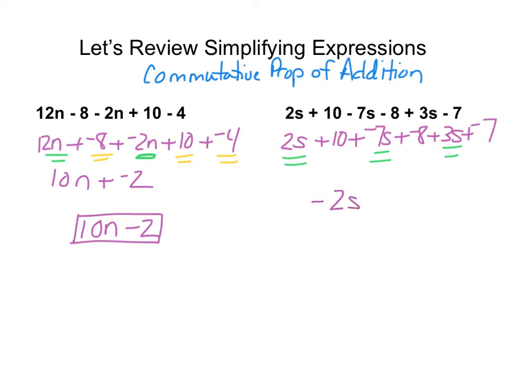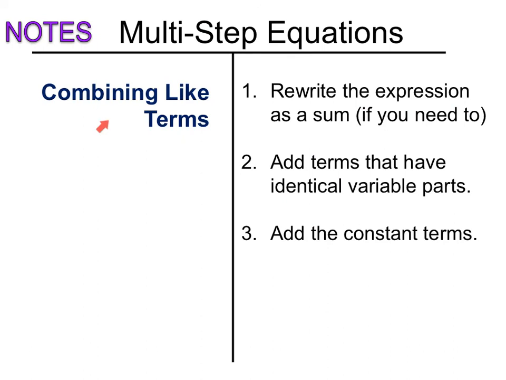And now I can add my constant terms, which would be 10 plus negative 8 is a 2, 2 plus negative 7 is a negative 5. So plus a negative 5, and now let's rewrite it as negative 2s minus 5, and now that one is simplified as well. Okay, let's review the steps that we just did in combining like terms.